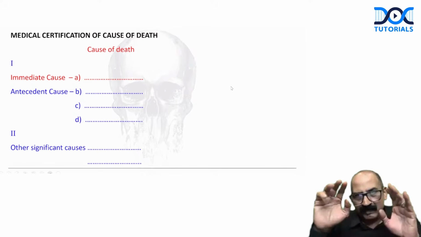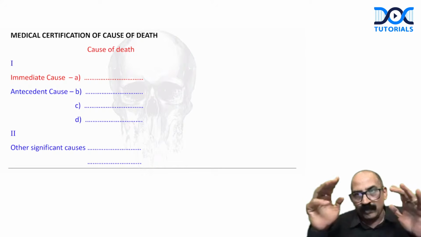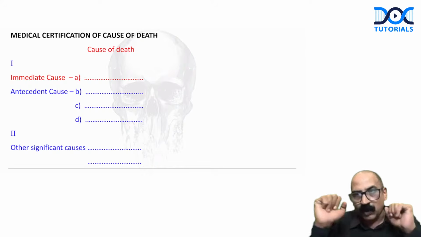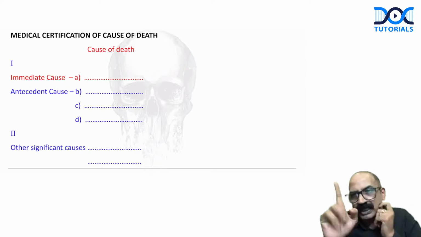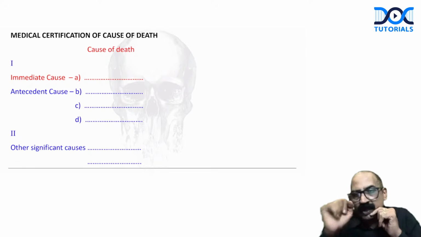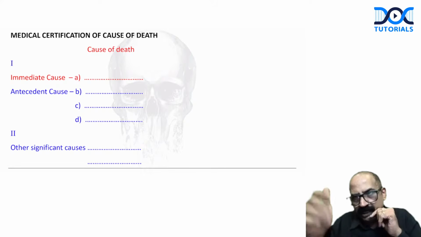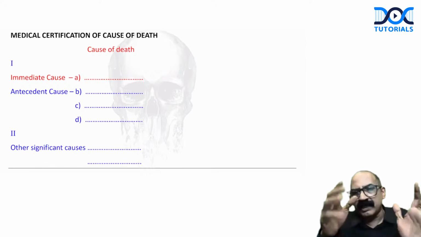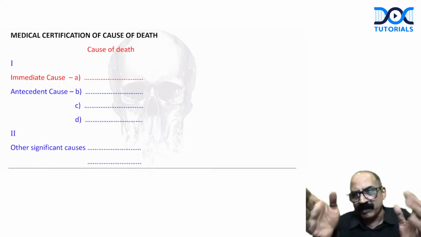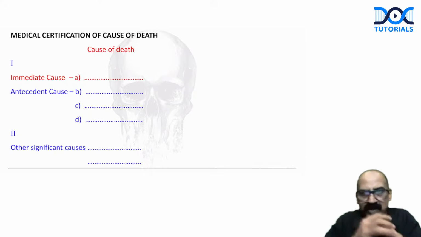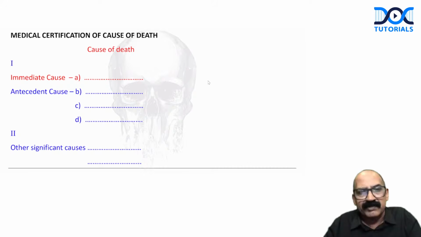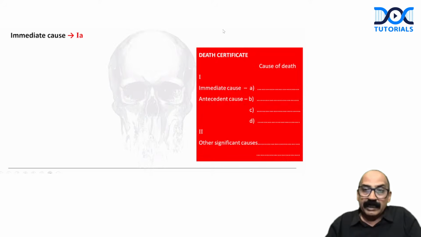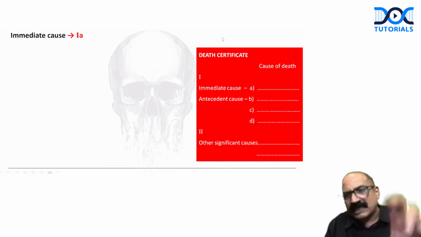Now, there is Roman 1. Under Roman 1, immediate cause and antecedent cause. Remember, the immediate cause is always only one, that is A. Antecedent cause may be many. It may be only one, like B, or B and C, or C and D and B. In Roman number 2, you can add any other conditions. If the person was suffering from any other condition not directly related to the cause of death, you can mention it under other significant causes. In 1A, you should write exactly the cause of death.